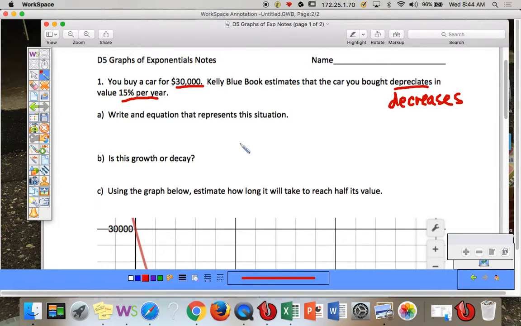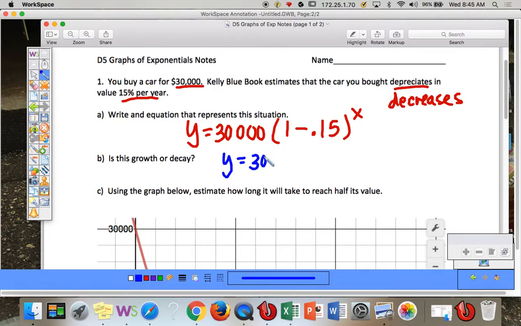So I'm going to underline the important information. Part A, write the equation that represents the situation. So we're going to take a look at the starting value. Here it's 30,000. And if it's going down 15% a year, you want to think, what percent is it still worth? So we're going to do it 100%, but it's going down 15% a year, which is 0.15. And then we're going to have x here be the number of years. Another way to write this is y equals 30,000 times 0.85 to the x.